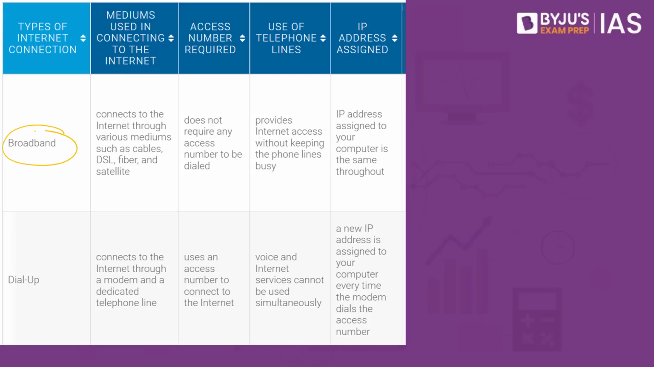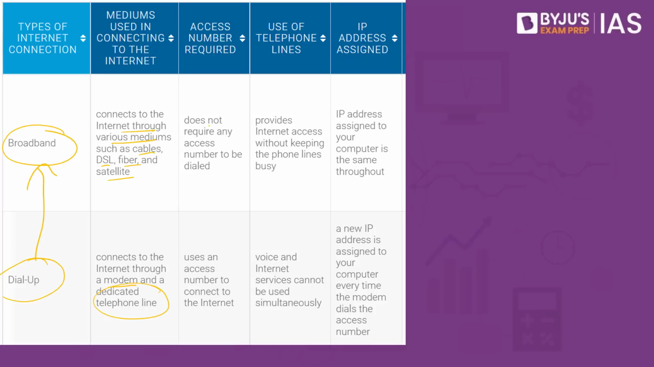So when the speed of the internet that is provided to the people is comparatively more than what is provided by the dial-up, it is called broadband. When we speak about broadband, it connects to the internet through various modes, which include cables, DSL, fiber and the satellite. And the dial-up, which was previously present, connects to the internet through a modem and a dedicated telephone line.